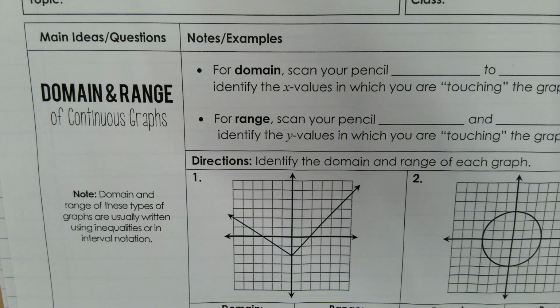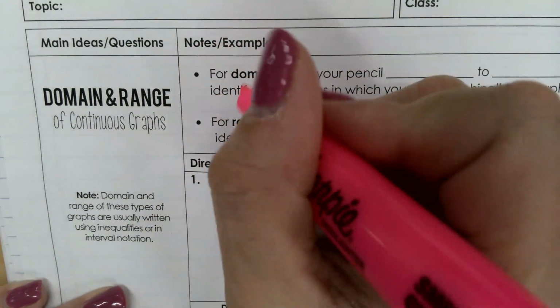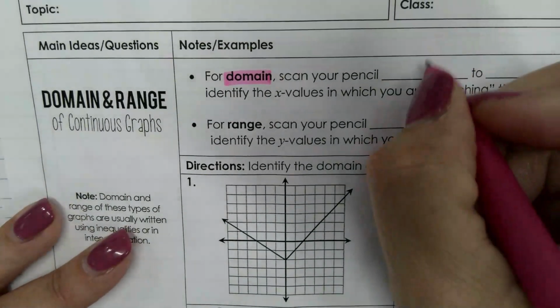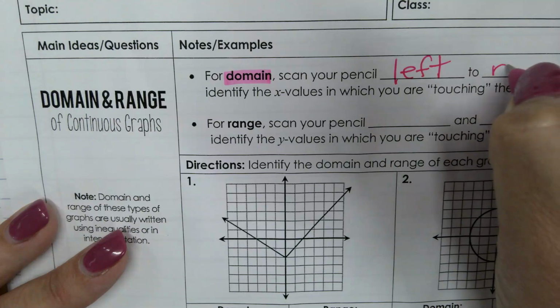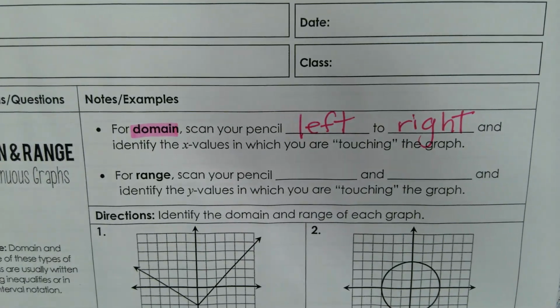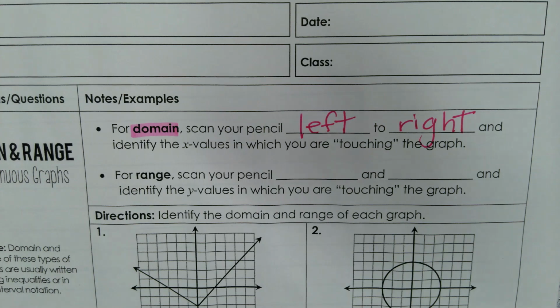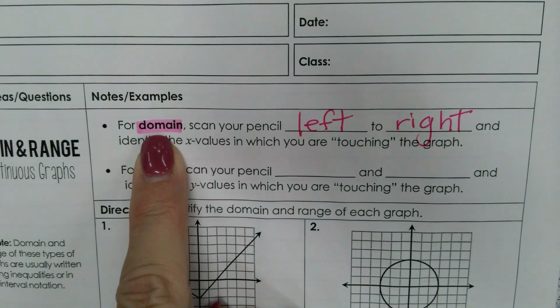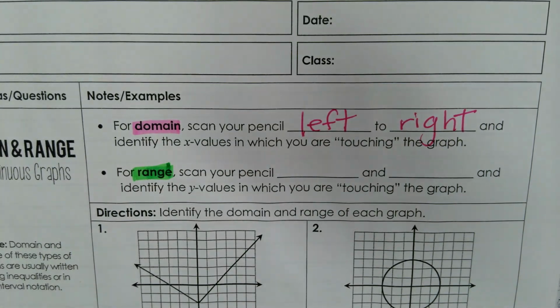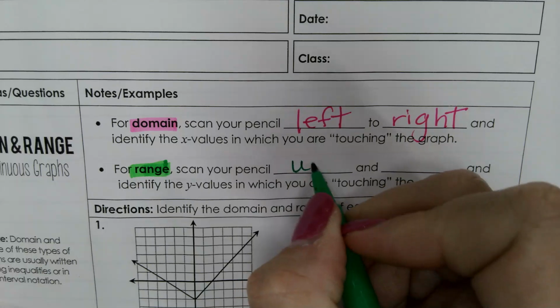Okay? All right, so domain. To find the domain of these graphs that are continuous, we're going to look left and right. And if you think about it, in a coordinate plane, the x-coordinate tells us on the graph which way to go, left or right. So the domain is left to right. What is the graph doing as I look to the left, and what is it doing as I look to the right? The range is what's happening to the graph as I go up and down.